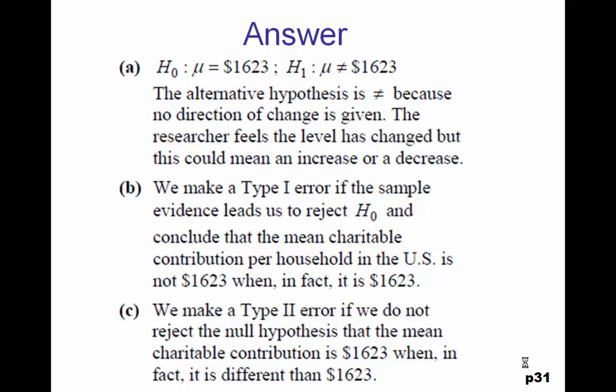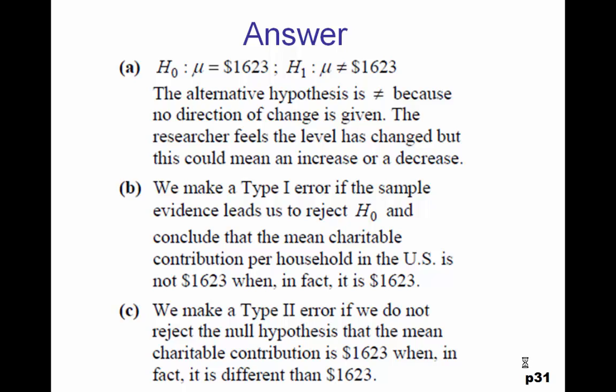Your null hypothesis would be that the mean is equal to $1,623. Your alternative hypothesis would be that the population mean does not equal $1,623. The alternative hypothesis is not equal because no direction of change is given. The researcher feels the level is different, but he doesn't state whether it would be an increase or a decrease.